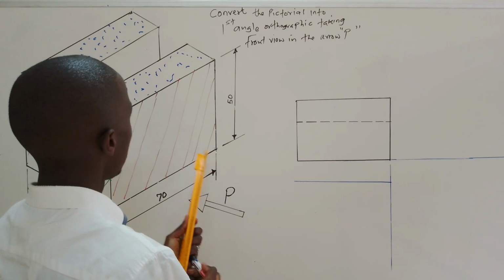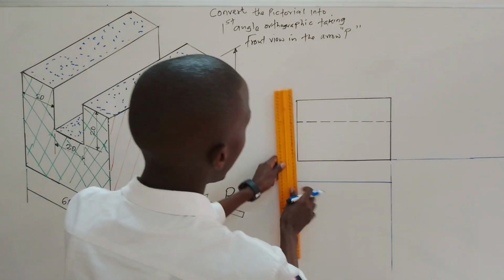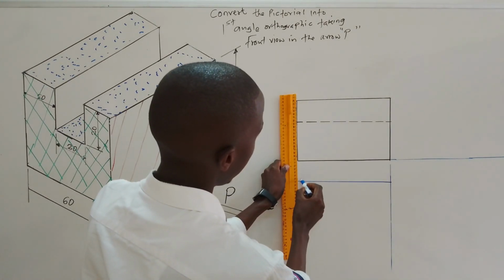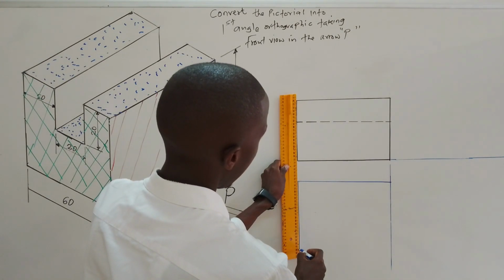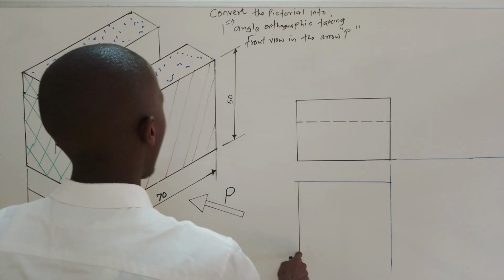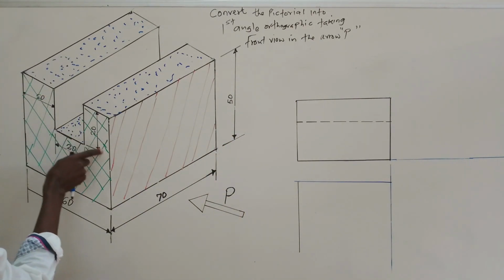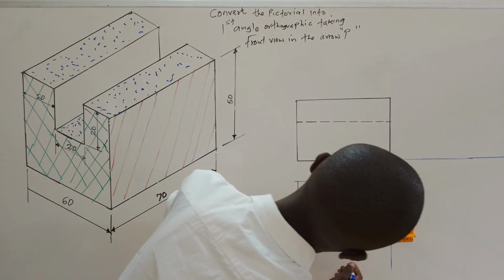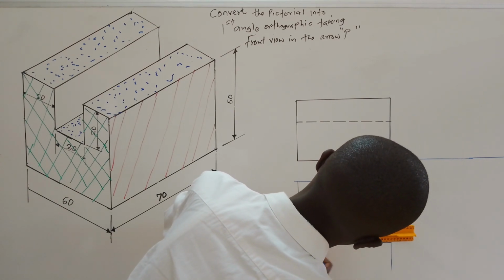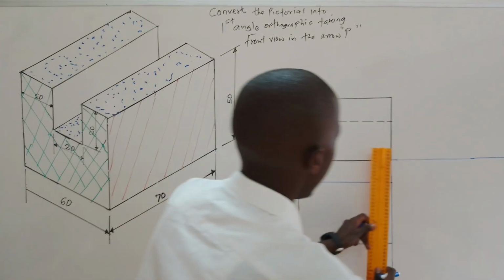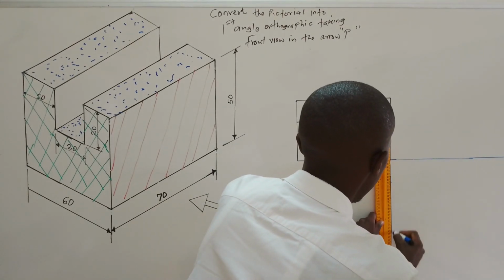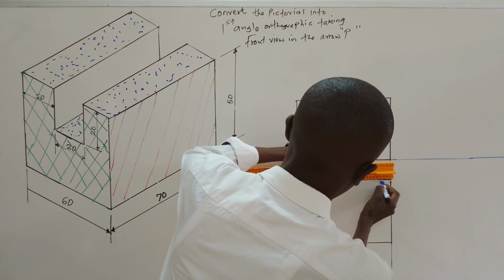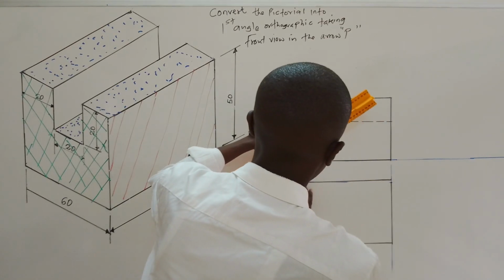So the first thing is to measure. So we know this one must align. Those are the rules of orthographic. So this one must align. Now, along this line is where we have 20, 20, 20. So you measure 60. So I'll take 60. And then I will join this one to this, and then this one to that point.